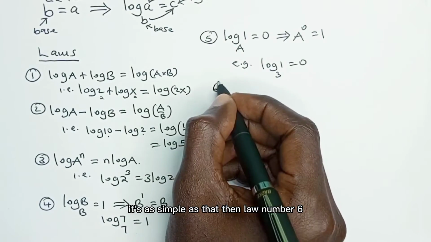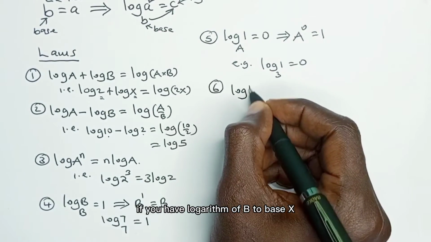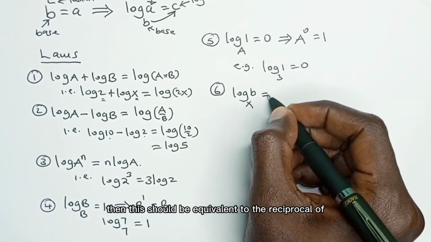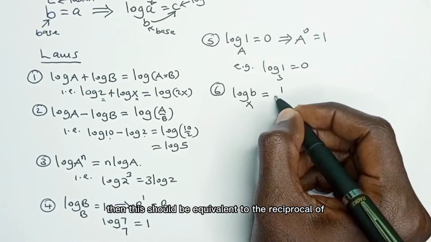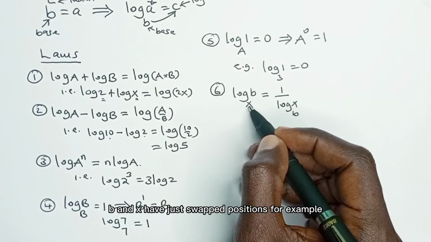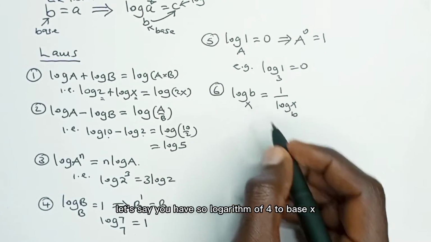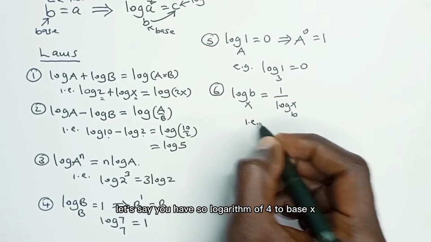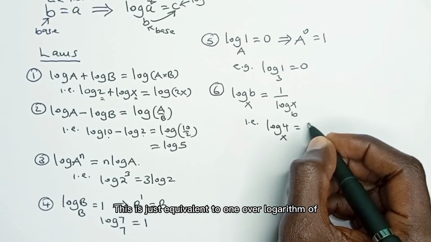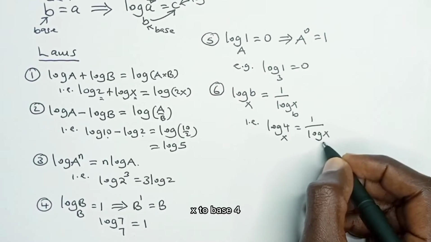Then law number 6. If you have logarithm of b to base x, then this should be equivalent to the reciprocal of logarithm of x to base b. So b and x have just swapped positions. For example, let's say you have logarithm of 4 to base x. This is just equivalent to 1 over logarithm of x to base 4.